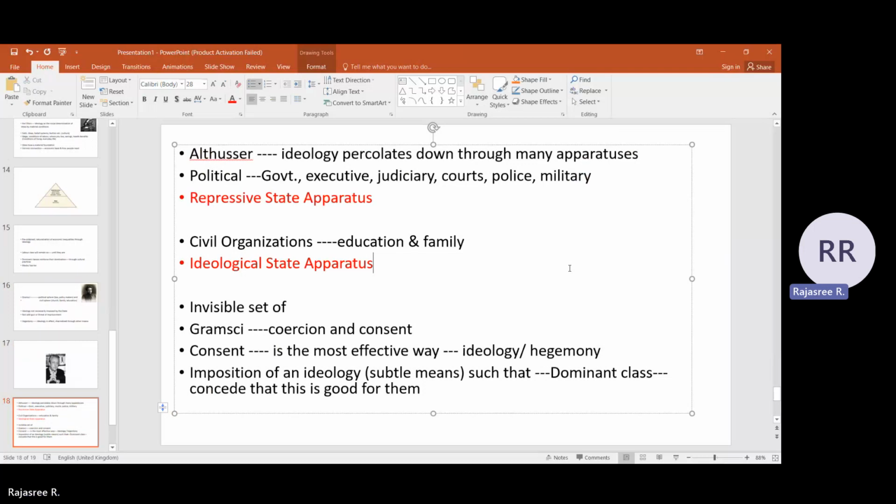Things happening which is part of ideology. So Gramsci said this ideology can happen in two ways, by coercion and consent. And consent is the most effective way by which hegemony works.